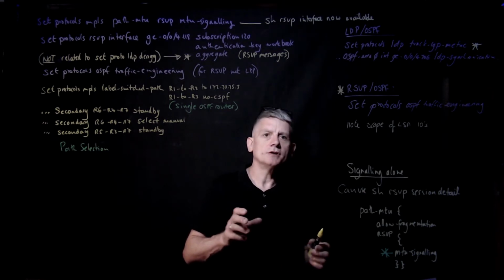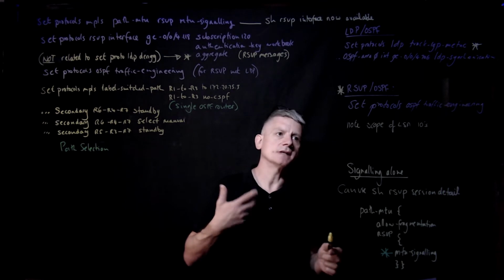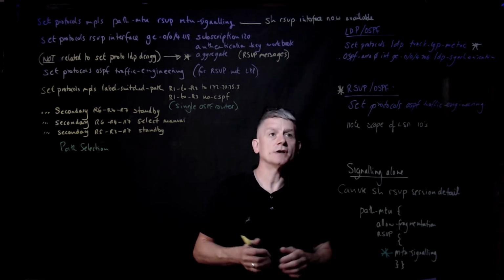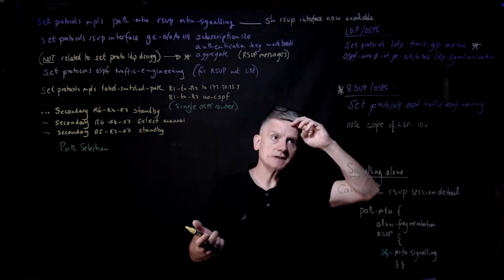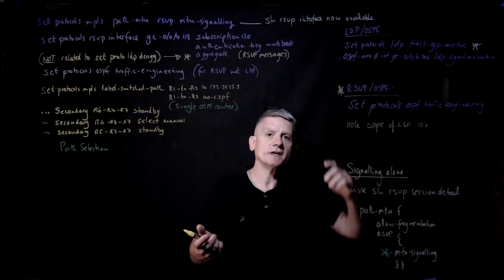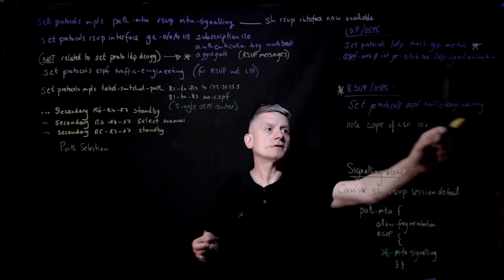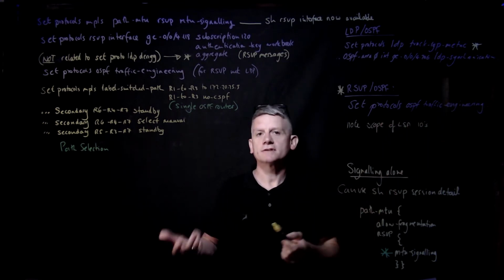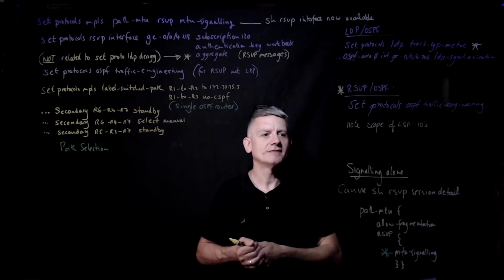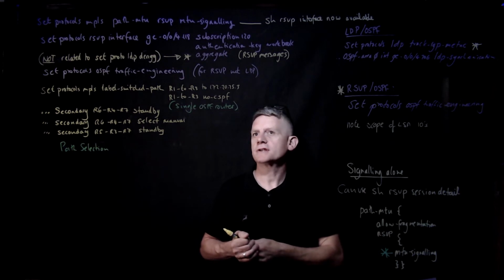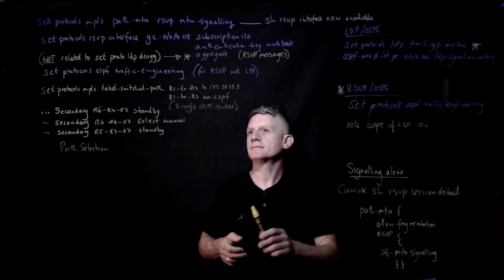RSVP uses the traffic engineering database, which are the opaque LSA 10s. So RSVP with OSPF and with ISIS, we want to use the traffic engineering database. And that's on by default with ISIS. Set protocols OSPF traffic engineering turns on the TED database on the OSPF. Okay, so that's that.